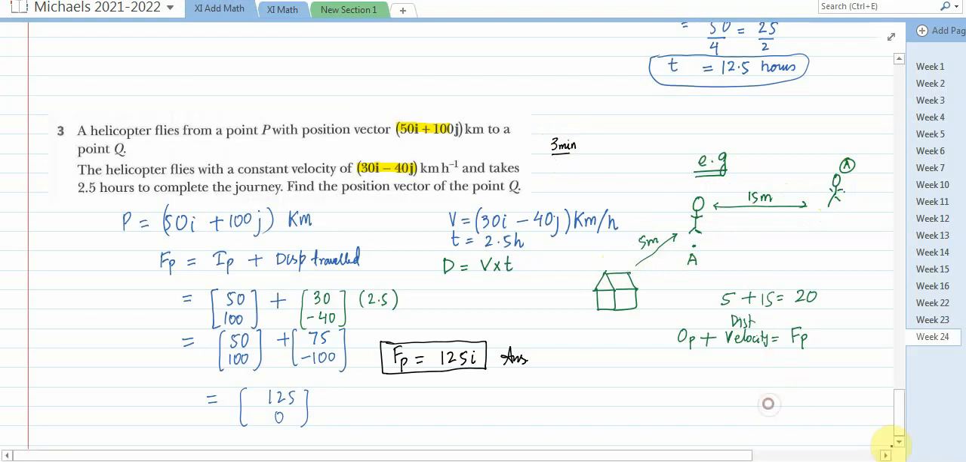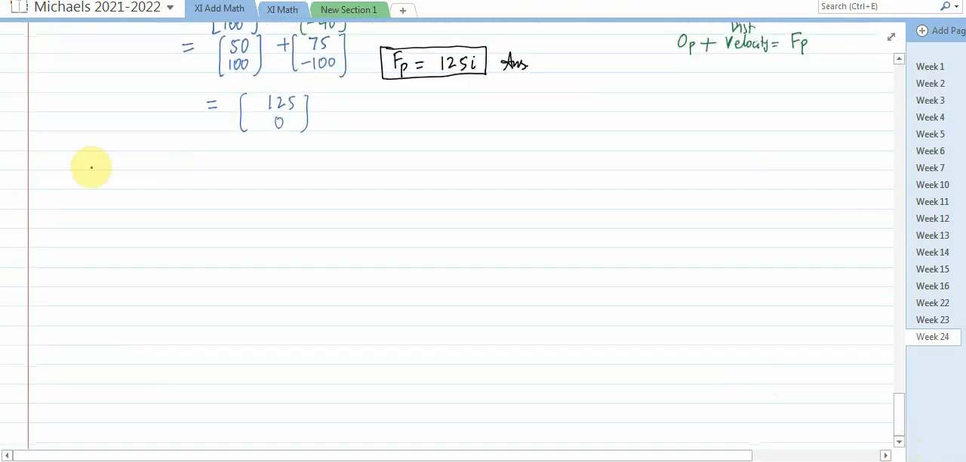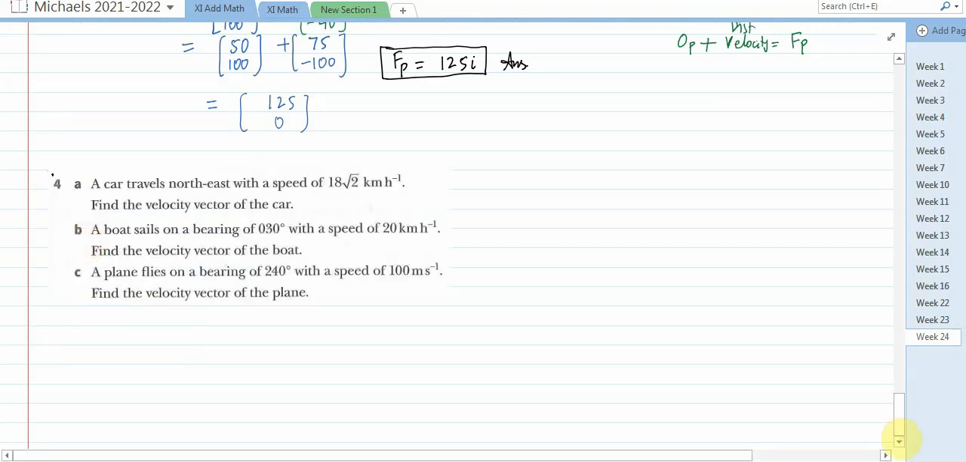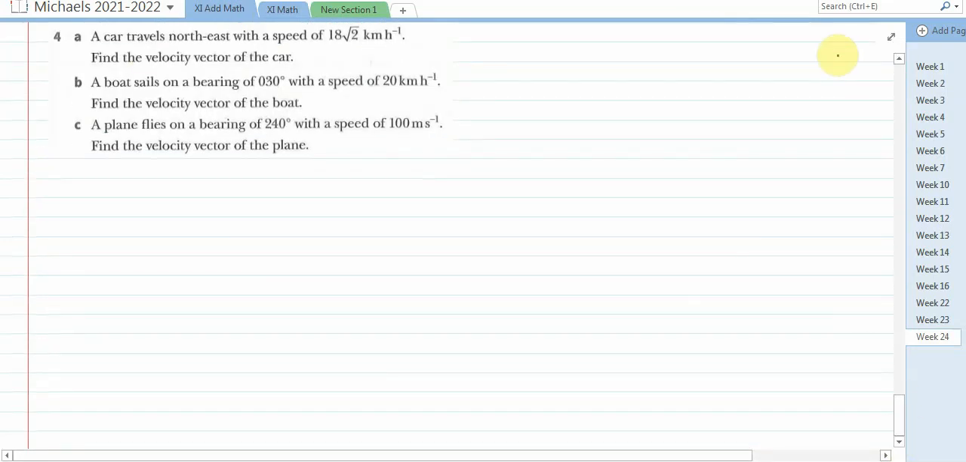Alright, moving on towards the next question. It's question number 4 from the same exercise, the first part. A car travels northeast. Now northeast defines the direction, or you can say angle, right? How is it so?